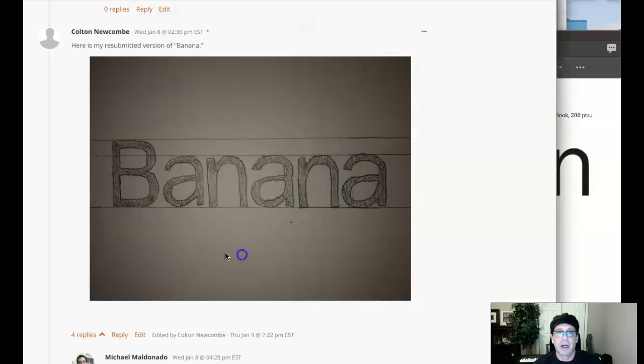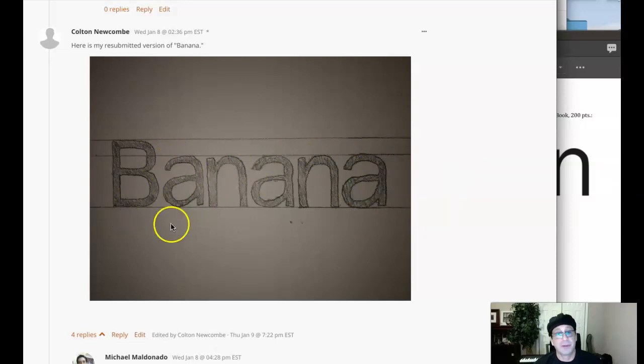Okay, so I think we're looking pretty good here. Now, the first thing I see is that the baseline isn't level, but the mean line is. The baseline slants down this way. With the mean line being level, that means only one thing, that these letters are going to get bigger as we progress to the right. And we can clearly see that. This A is clearly bigger than this A.